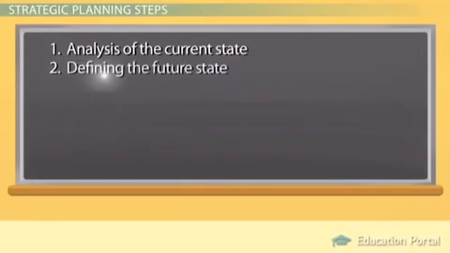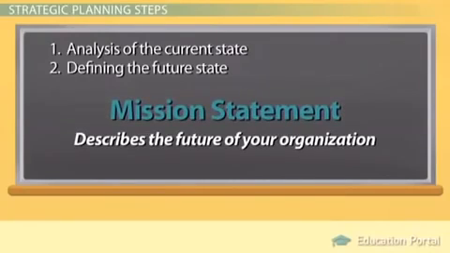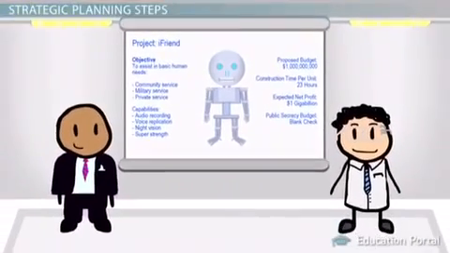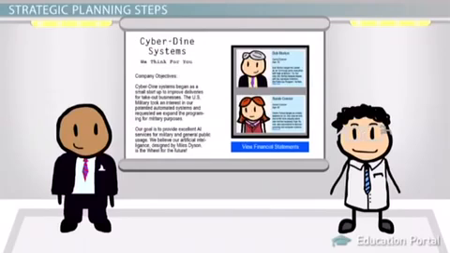Number 2, defining the future state. Here you will develop an organizational vision and a mission statement that describes the future of your organization, where it wants to be, its essential values, and what it wants to do. After you have defined the organization's vision and mission, you can begin to formulate a detailed strategy to achieve them.